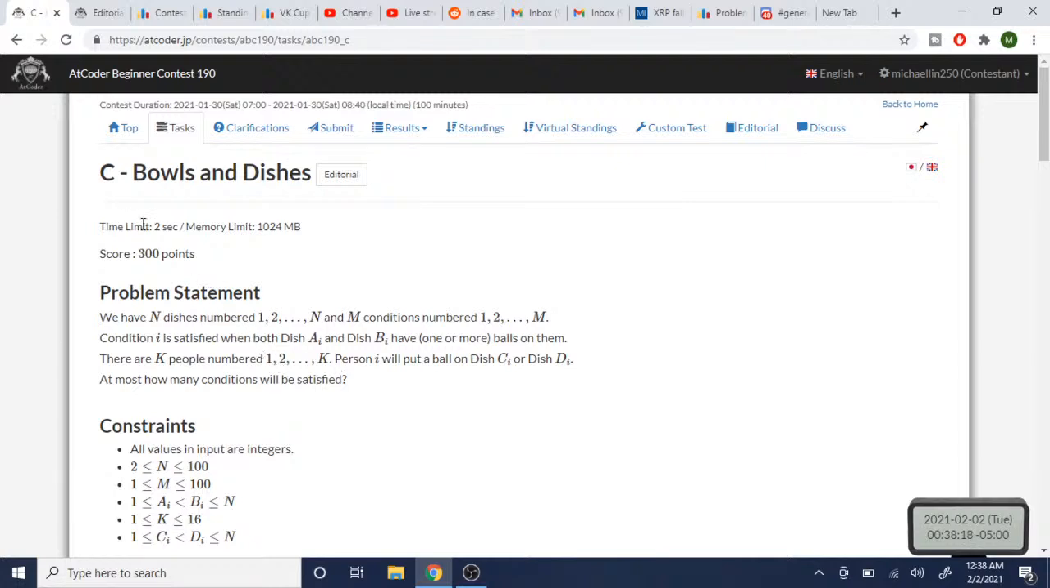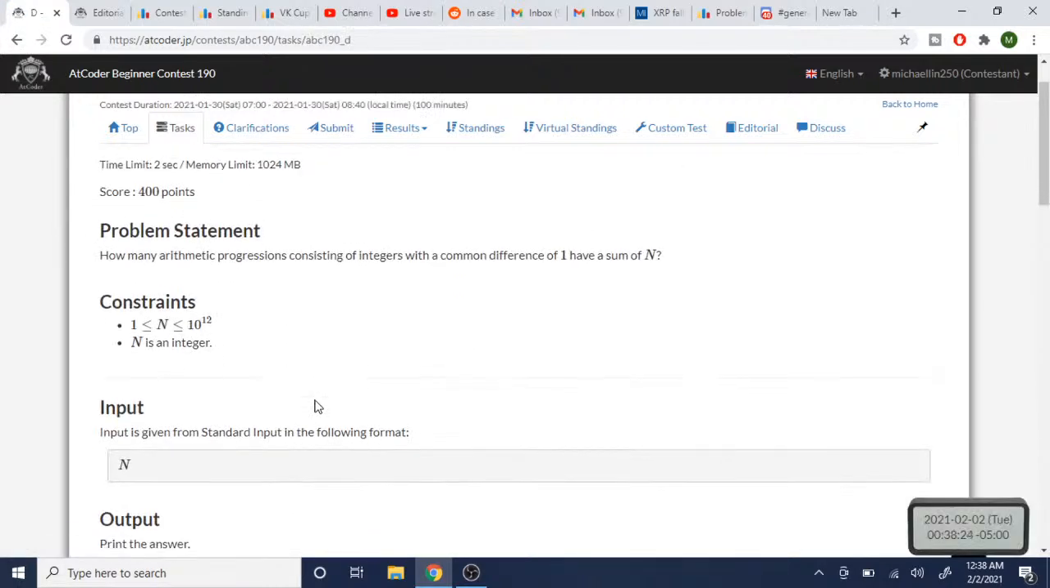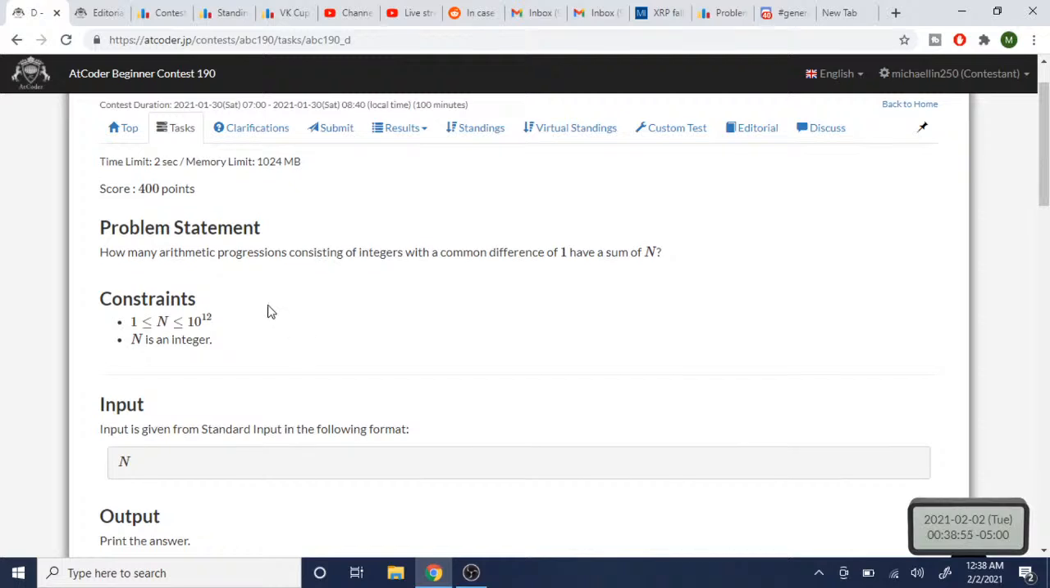But for now, I'm gonna upsolve problem D, which is: how many arithmetic progressions consisting of integers with a common difference of 1 have a sum of n? I actually had no idea how to do this. I don't even know where to start. What are you gonna do, loop from negative infinity to infinity and sum up all the values to see if you can get to n? I have no idea how to do this, so I'm just gonna go to the editorial.